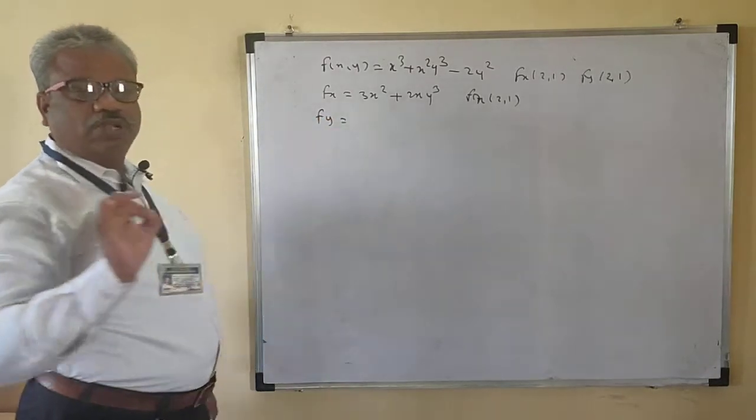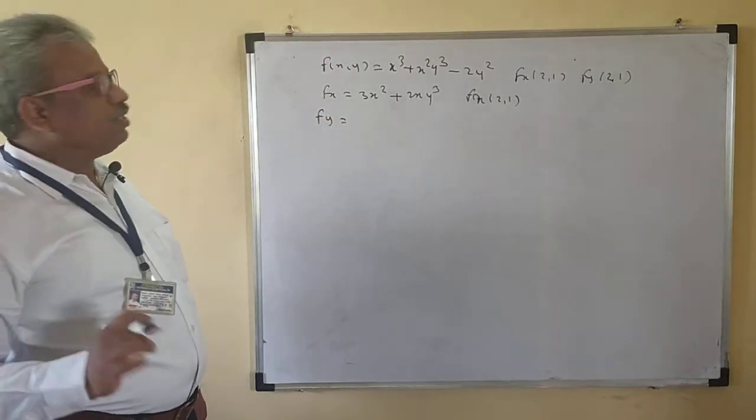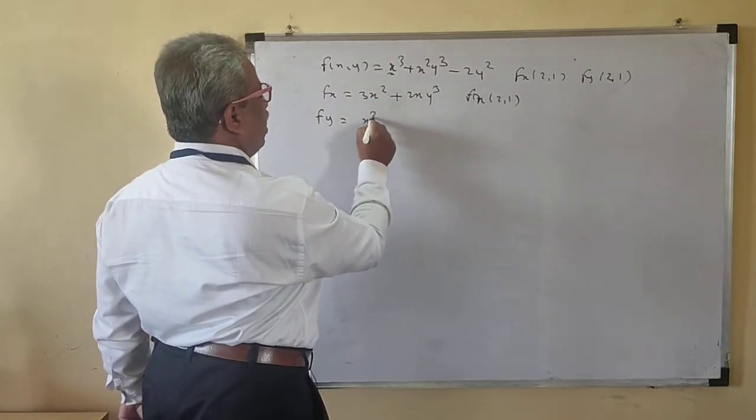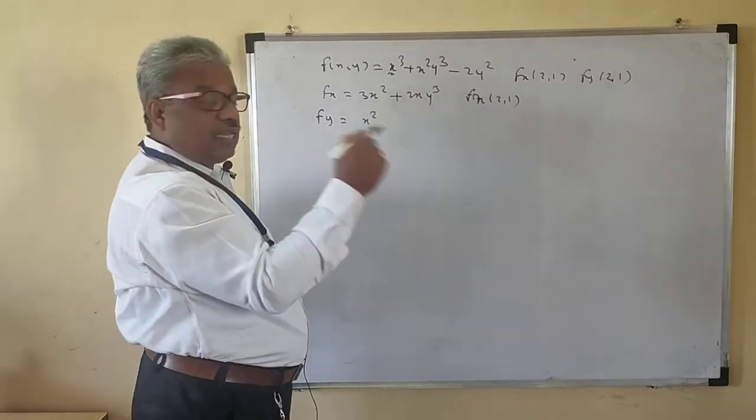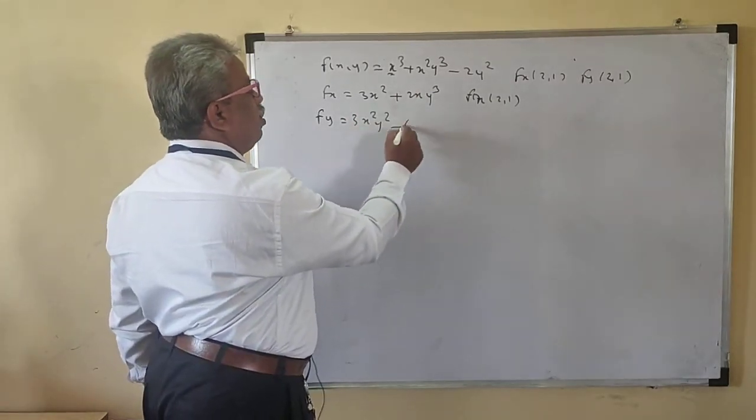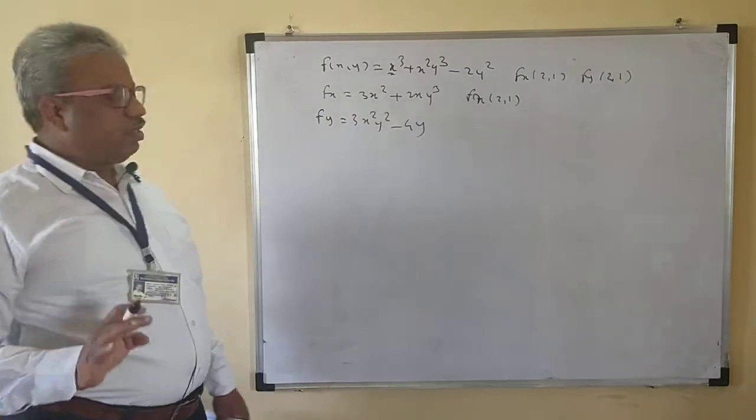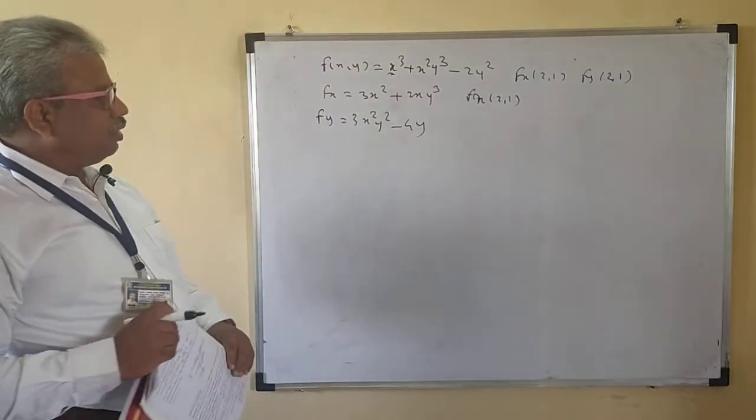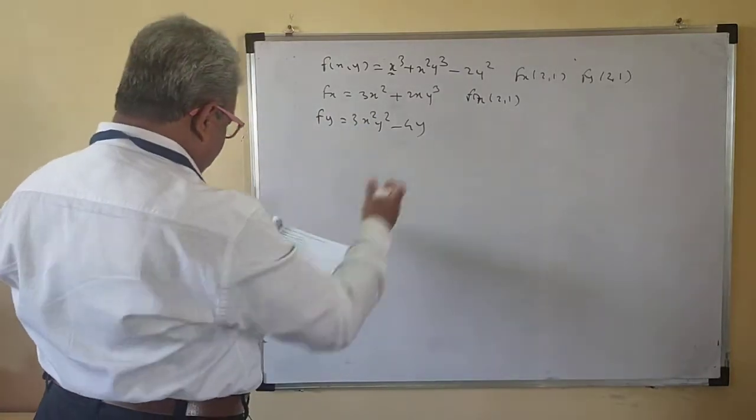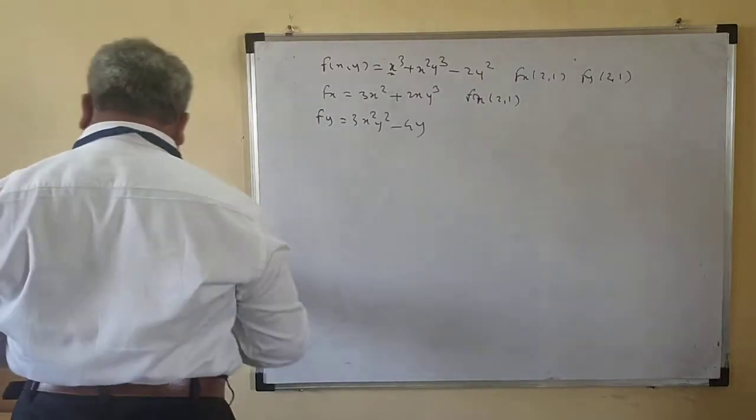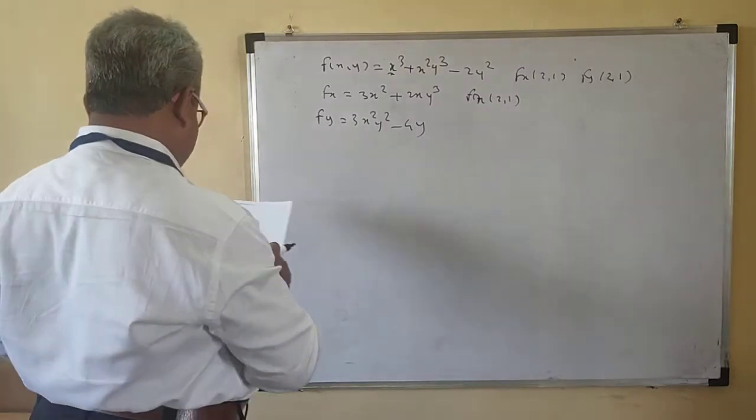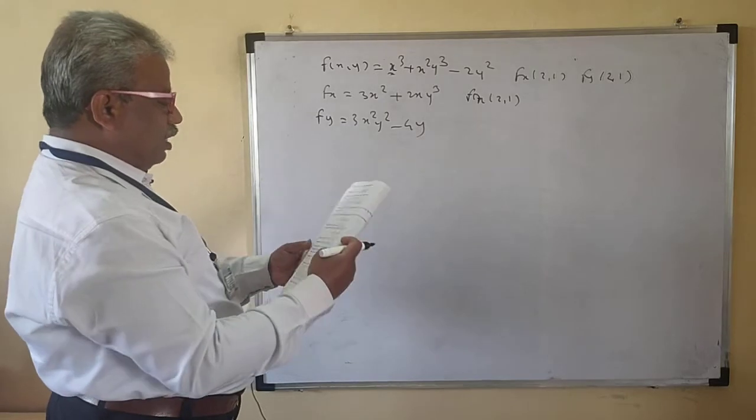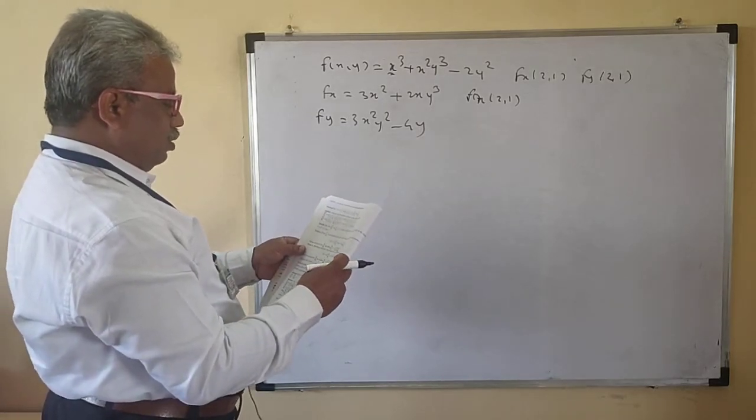For fy, we have to differentiate partially with respect to y. That means x is constant. So the derivative of x cube will be 0, x square will be as it is, and the derivative of y cube is 3y square. So this is x square times 3y square minus 4y. This is your derivative. You can find the value of fy 2, 1 and so on. You can differentiate twice also. No problem for this one. I hope that you understand this was the basic concept of this one.